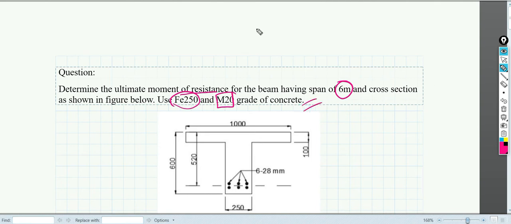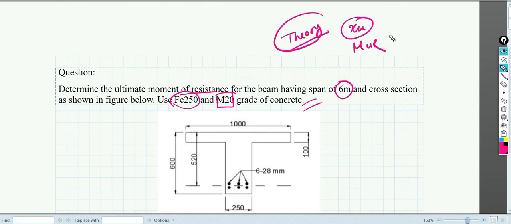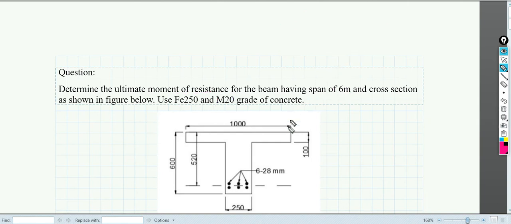Okay, so in the previous class we have discussed the theory behind a flange beam. We have studied how to find out the depth of neutral axis, and different equations for finding out moment of resistance depending upon the depth of neutral axis. And also we have discussed how to find out the flange width if you are talking about, say, a continuous beam slab system. Okay, so here in this case we have a simple flange beam which is given here.